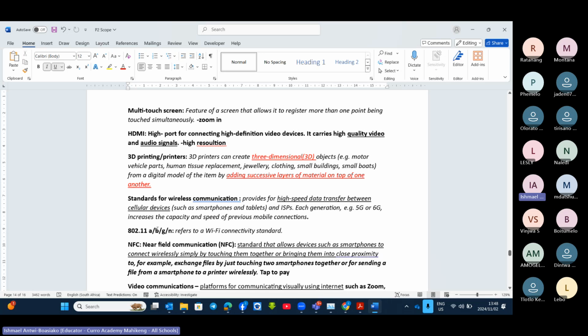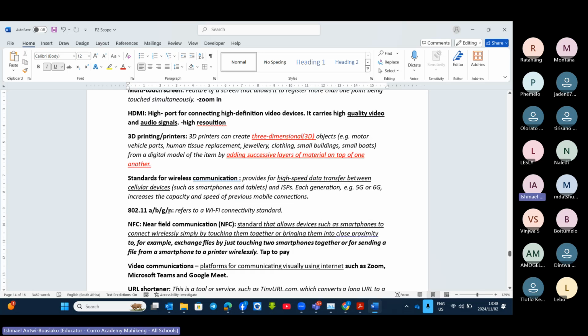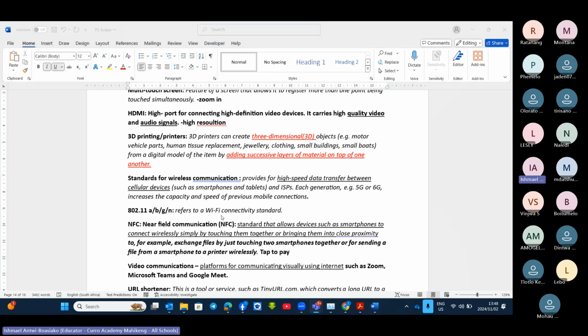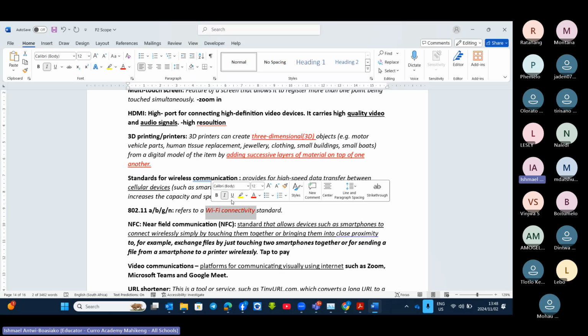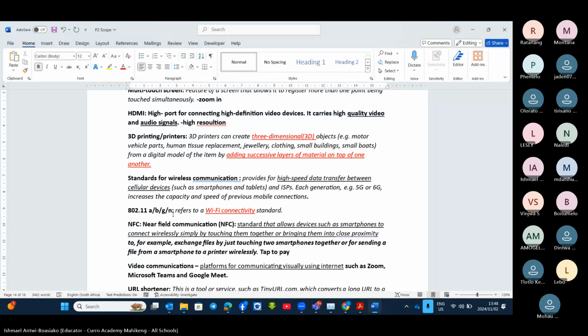And then the 802.11 ABGN. This one, you only need to know the definition. That is, it gives a Wi-Fi connectivity. It's a standard for Wi-Fi connectivity. You don't need to know all these, the A, the B, the G, and the N, the speed, as the examination guidelines stipulate that learners will not be examined on these. All that they need to know is the 11, which refers to the Wi-Fi connectivity.